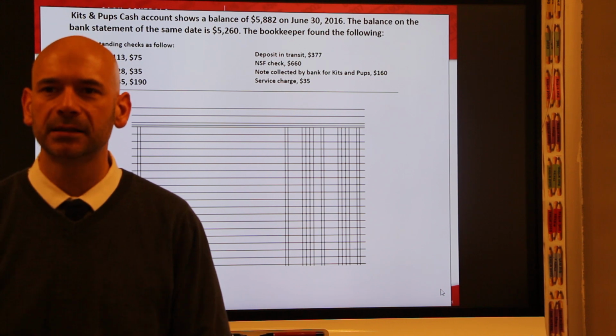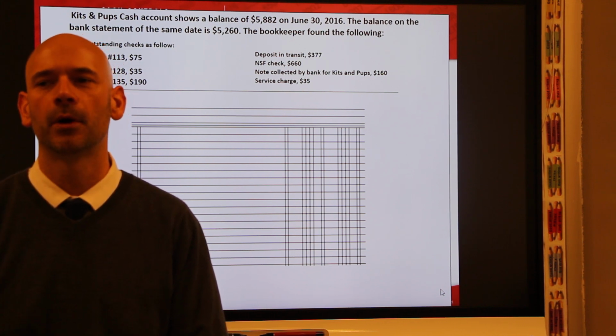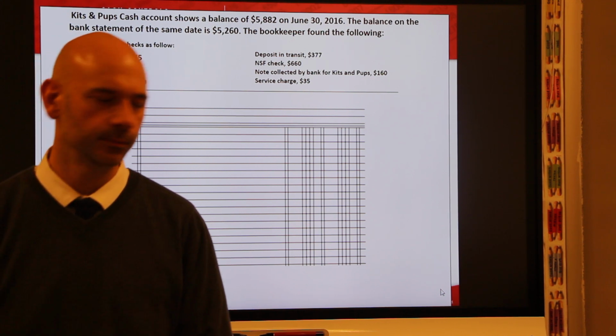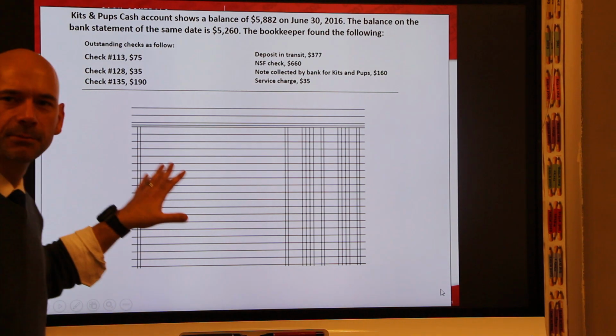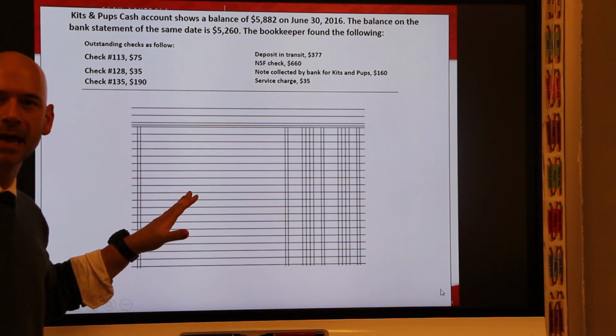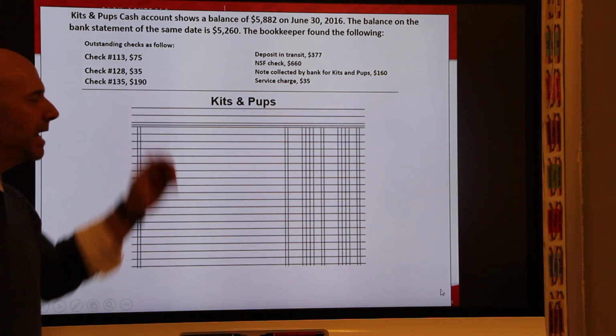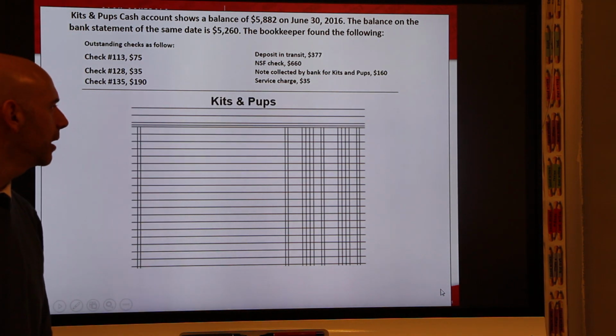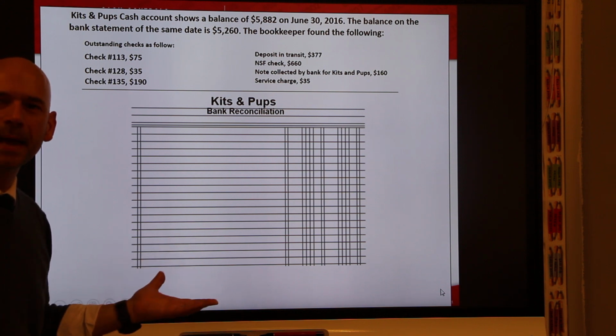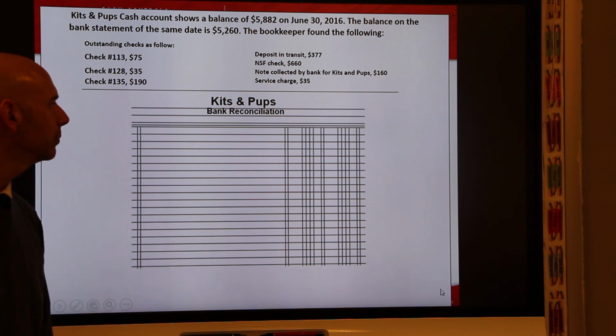Now we're going to go through the process of reconciling them using an accounting form to bring them back to balance. So the first thing you want to do anytime you fill out an accounting form, it's just like all the other accounting forms, right? You want to put a heading on top of it. So it's who, what, and when. The name of the company, Kids and Pups, is the name of the company. The what, this is called the bank reconciliation. That's the form we're filling out.